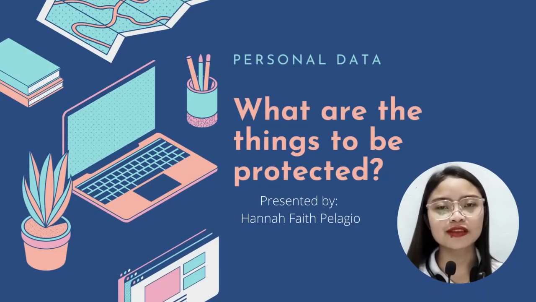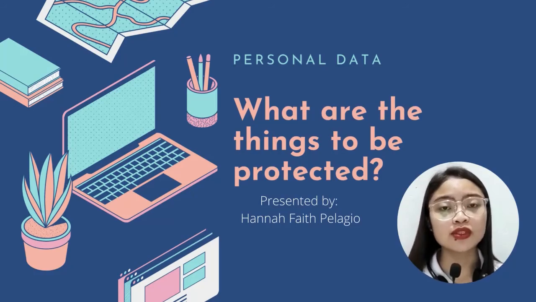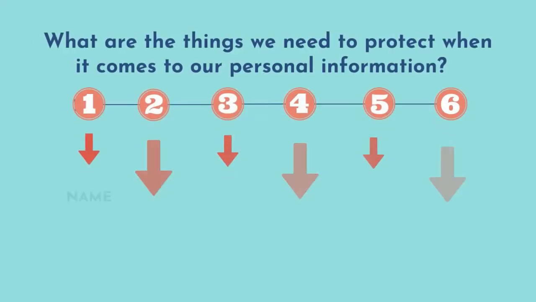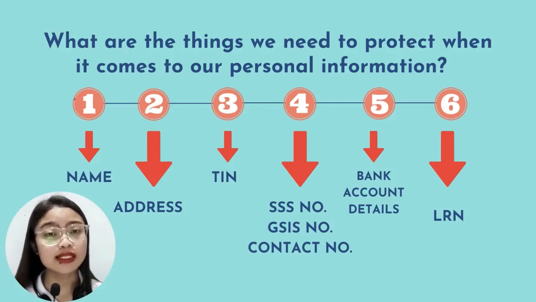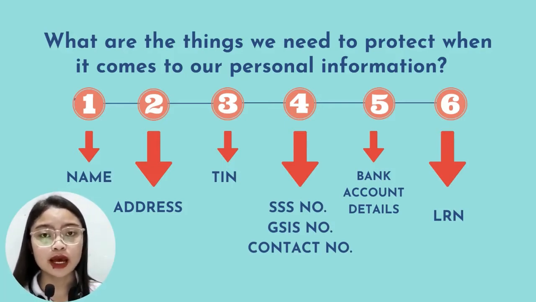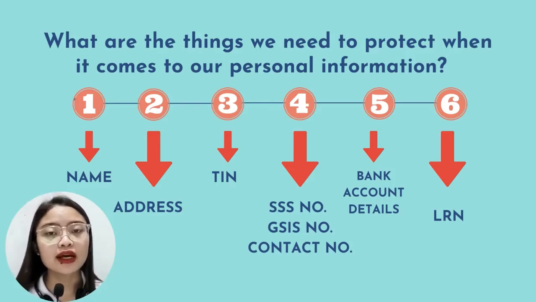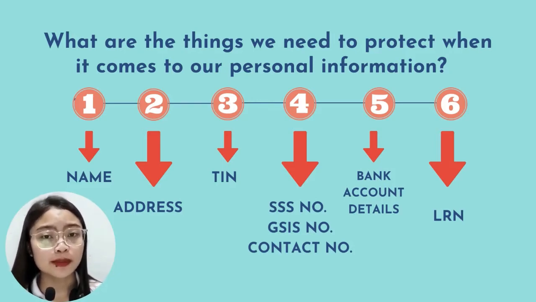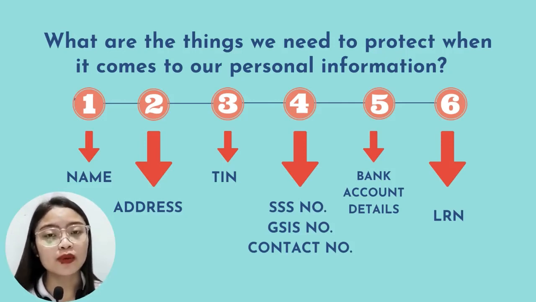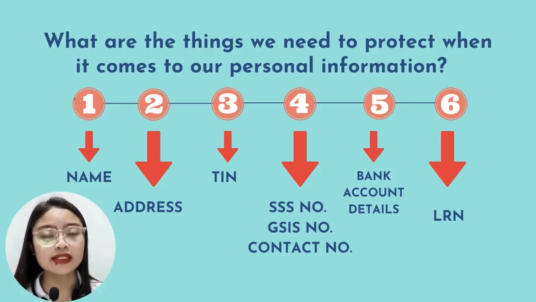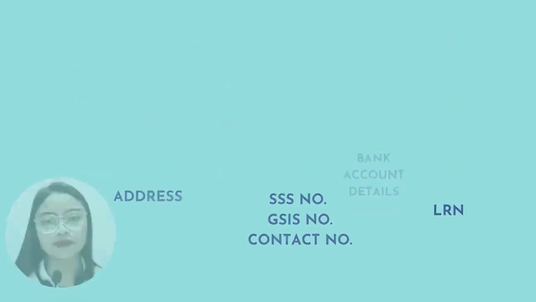So, let's now proceed to the things that we need to protect when it comes to our personal information. Number one that we need to protect is our name. Second is our address. Third is our TIN number. Fourth is our SSS number, including our GSIS number. Fifth is our contact number. Sixth is our bank account details, including our account number, bank number, and CVC. Lastly, our LRN.